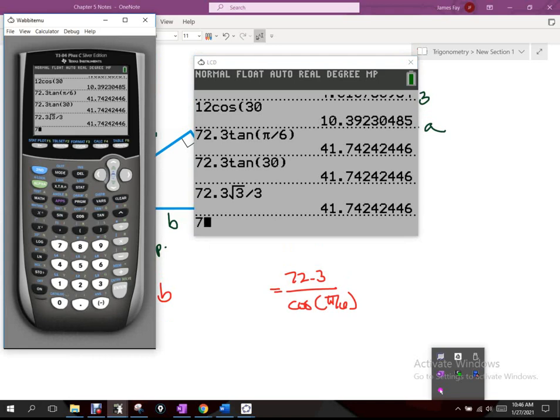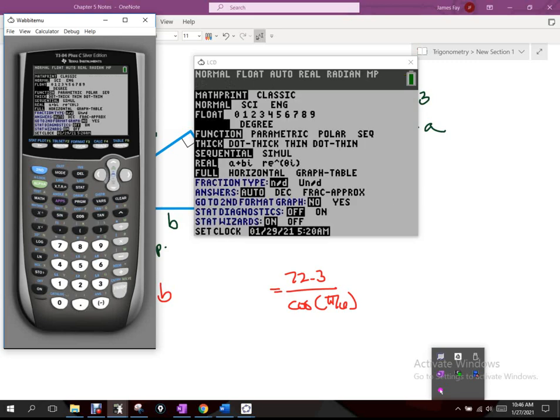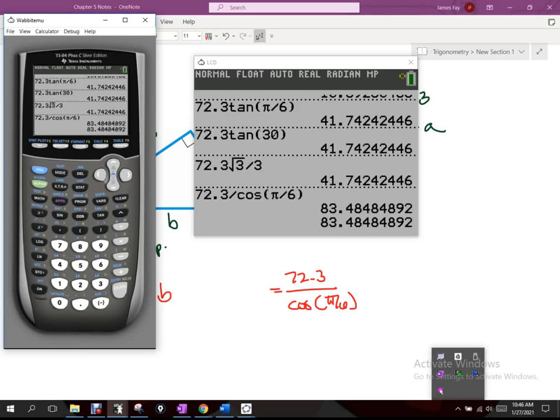So then we got 72.3 divided by cosine pi over 6. And I know I changed my mode previously, so I go back to radians. And I get that distance there. Does that distance make sense compared to this one right here? What's the relationship between those two numbers? They're double, because it's a 30, 60, 90 triangle, right? This one's the hypotenuse. This is the smallest side. Okay.